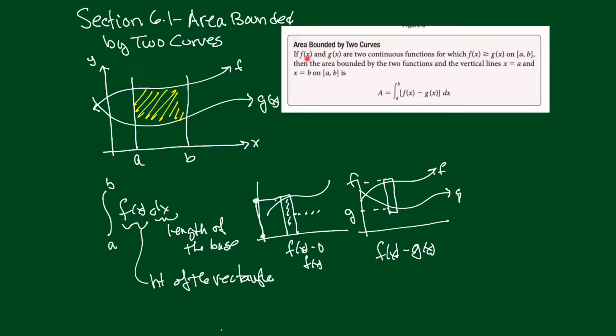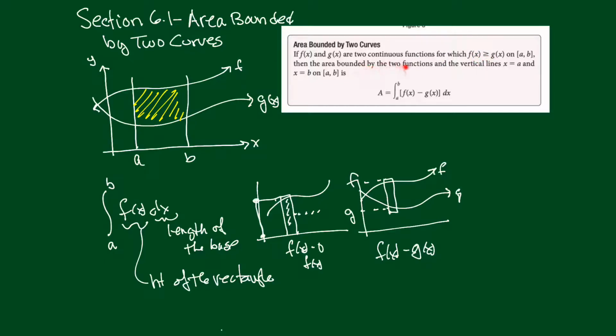Let's suppose that f of x and g of x are both continuous functions, smooth continuous curves, for which f of x is greater than g of x. That's what I've drawn here. F is bigger than g. The f curve lies above the g curve on some interval.